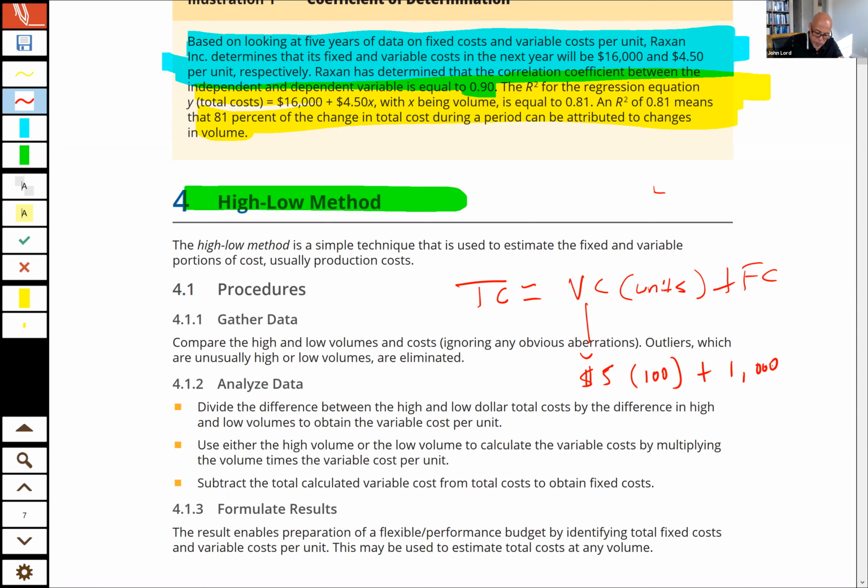So let's say this is our overhead cost. What would we be saying our total overhead costs are then? 1,500. Good. Total overhead costs are 1,500. So then what would we do? We would take that 1,500.